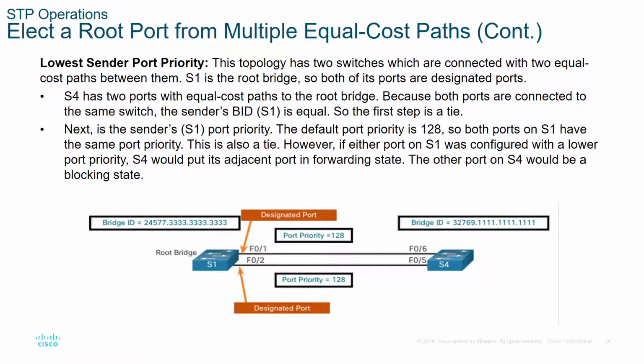Next is the sender's port priority. The default port priority is 128, so both ports on S1 have the same priority, which is also a tie. However, if either port on S1 was configured with a lower port priority, S4 would put its adjacent port in forwarding state. The other port on S4 would be in blocking state.